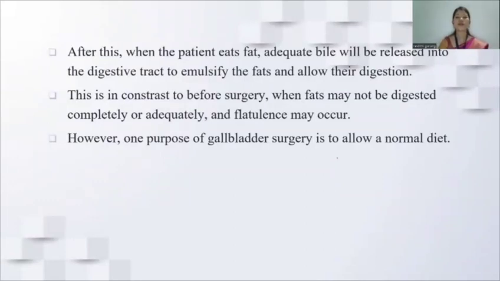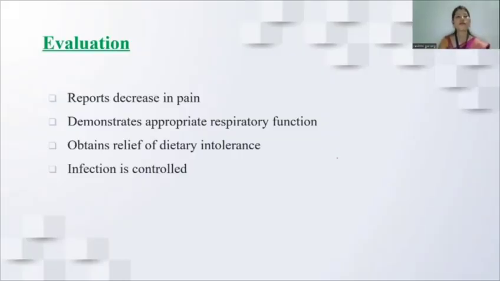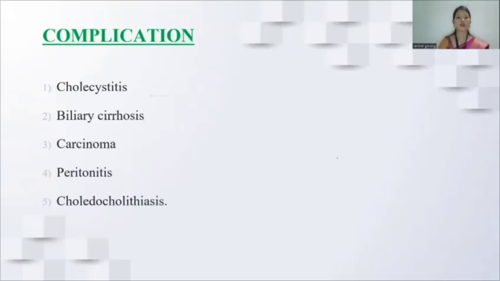Then next, we can ask the patient to eat fat. Adequate bile will be released into the digestive tract to emulsify the fats and allow digestion. This is in contrast to before surgery, when fats may not be digested completely or adequately, and flatulence may occur. One of the purposes of gallbladder surgery is to allow a normal diet. Then after all that, for the evaluation, the patient reports decrease in pain and demonstrates good respiratory function, relief from dietary intolerance, and the infection is controlled.